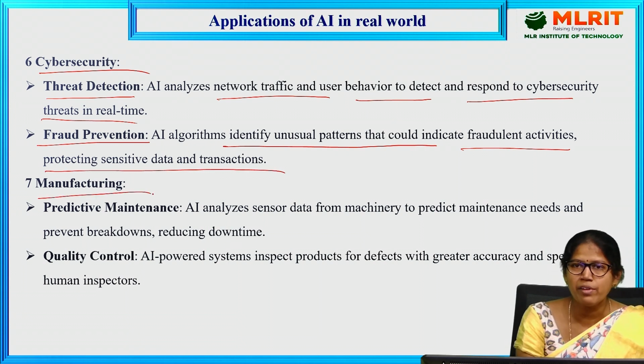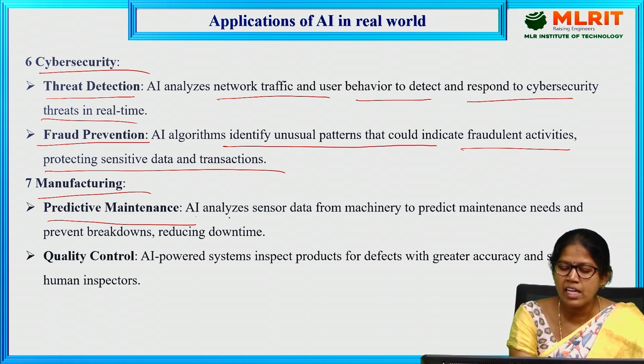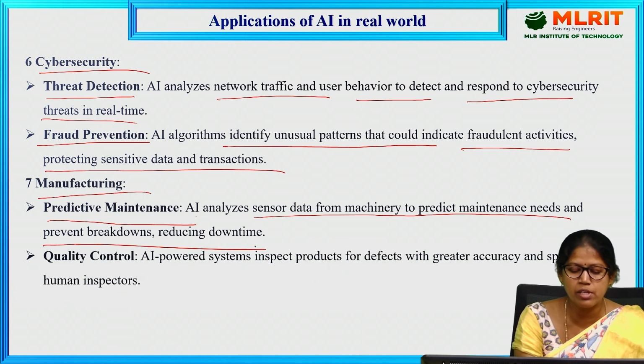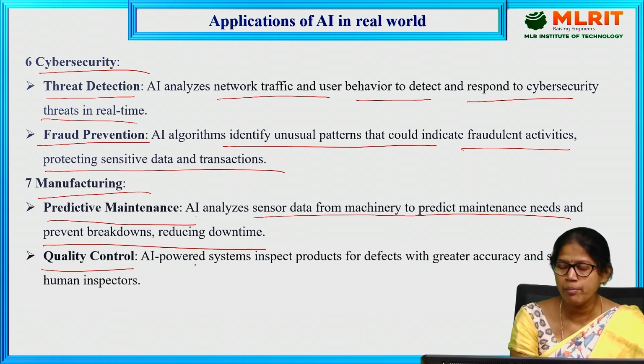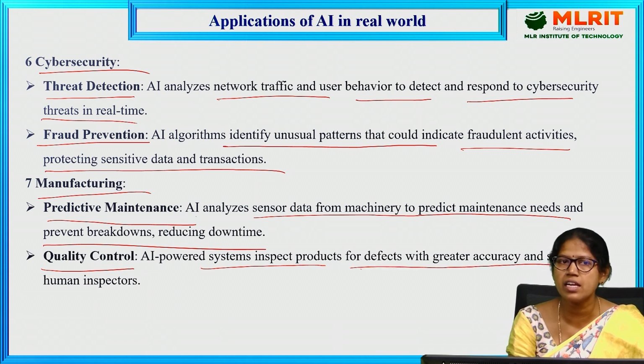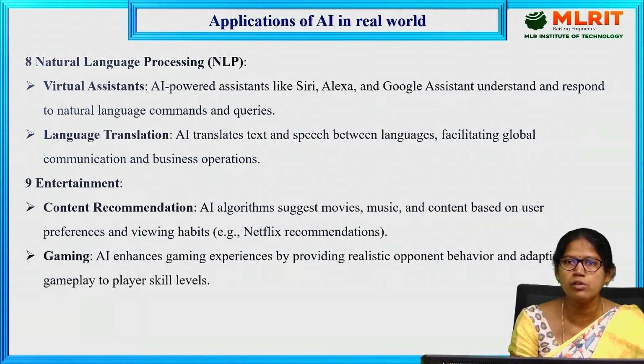Next one is manufacturing. First, predictive maintenance. Before any damage happens, it will fix that damage beforehand. AI analyzes sensor data from machinery to predict maintenance needs and prevent breakdowns, reducing downtime. Next, quality control. AI-powered systems inspect products for defects with greater accuracy and speed than human inspectors. It will do better than humans because it won't get tired and won't take rest, so it will work fast.